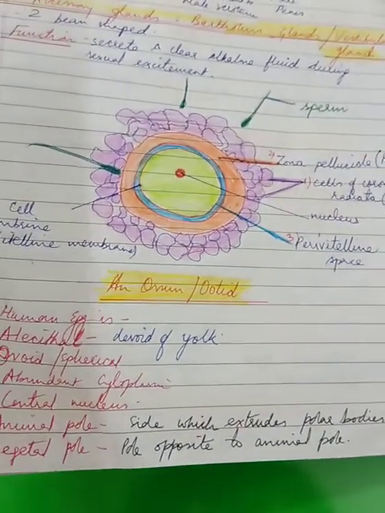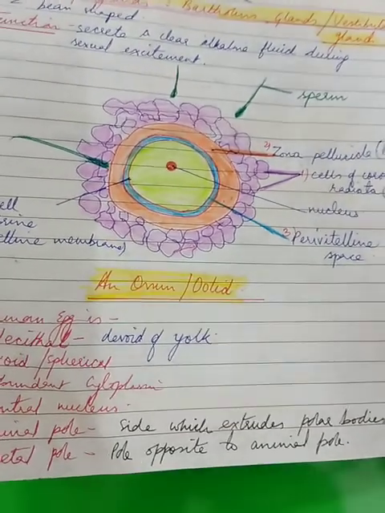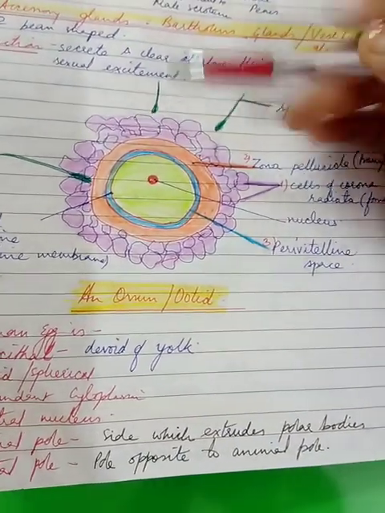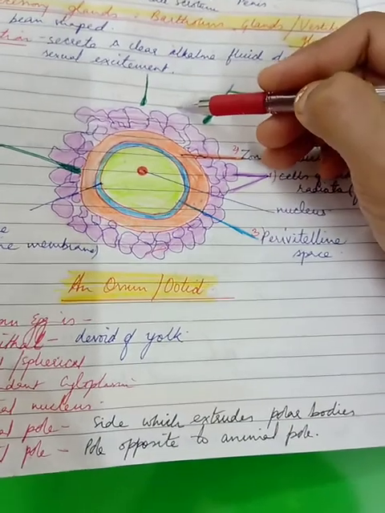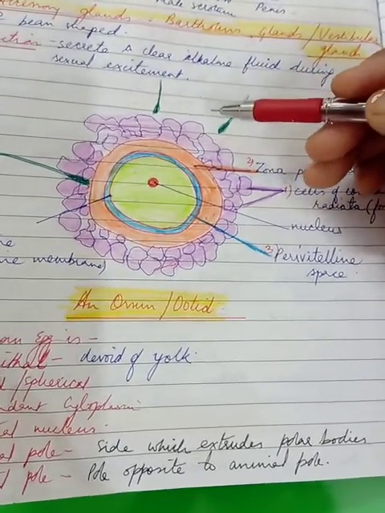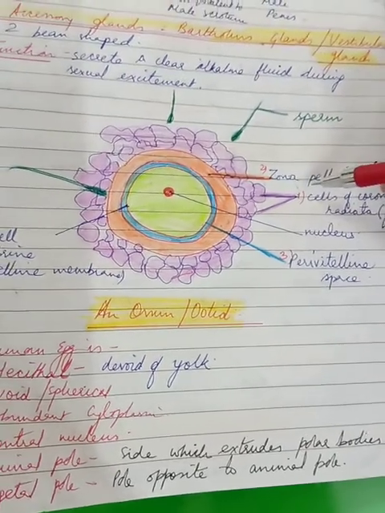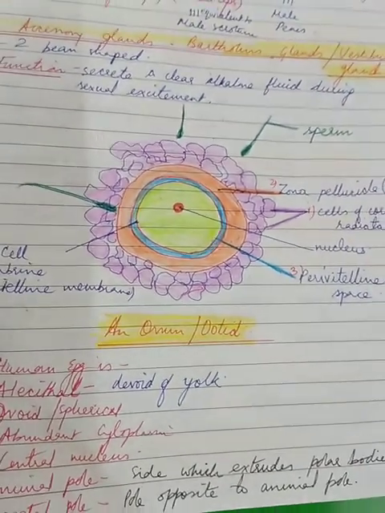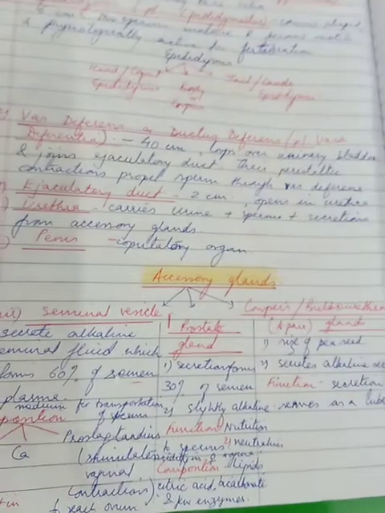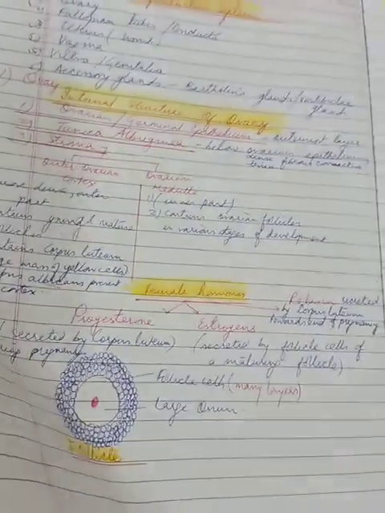Remember children, the animal pole is the main side which is extruding or giving out the polar bodies. What are polar bodies? How are they formed? What will be their fate? This will be discussed in the process of gametogenesis in our next video. So this is all for just now, children. 3 pages I have discussed for today.